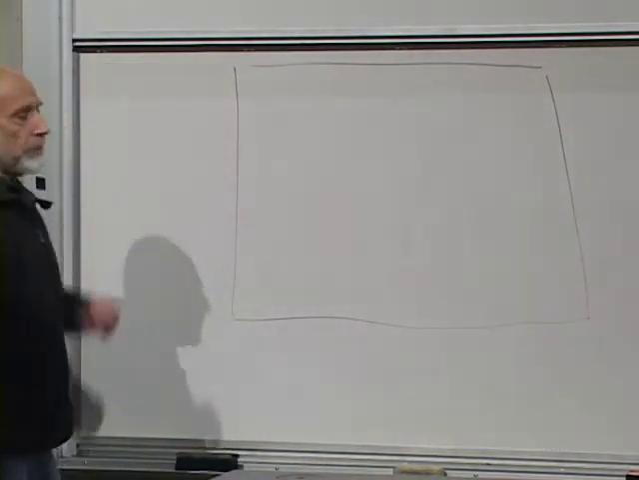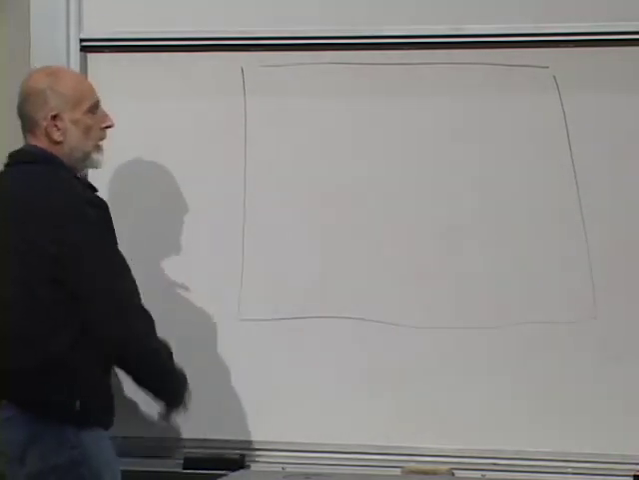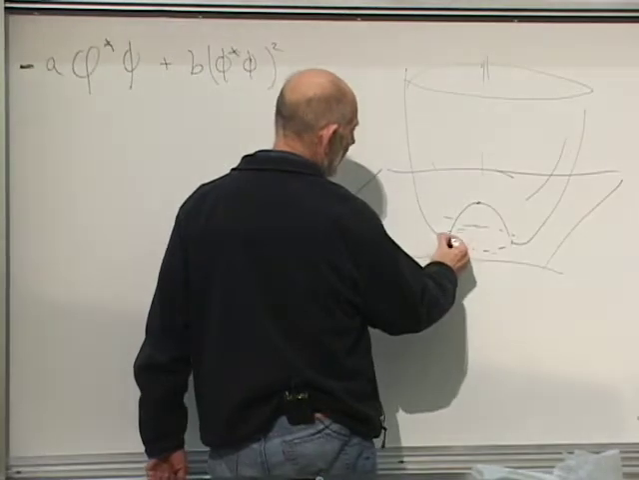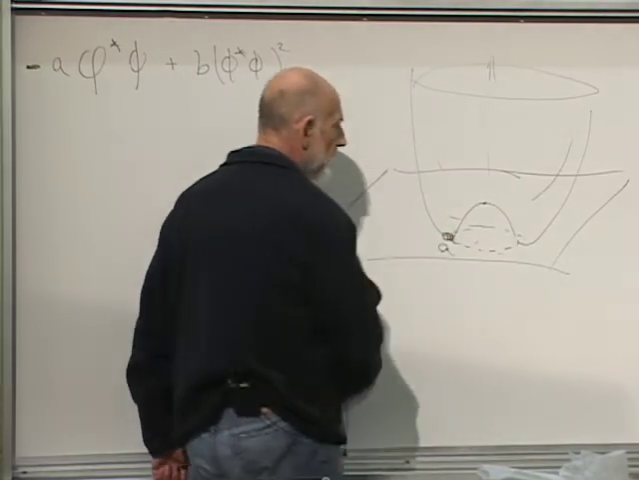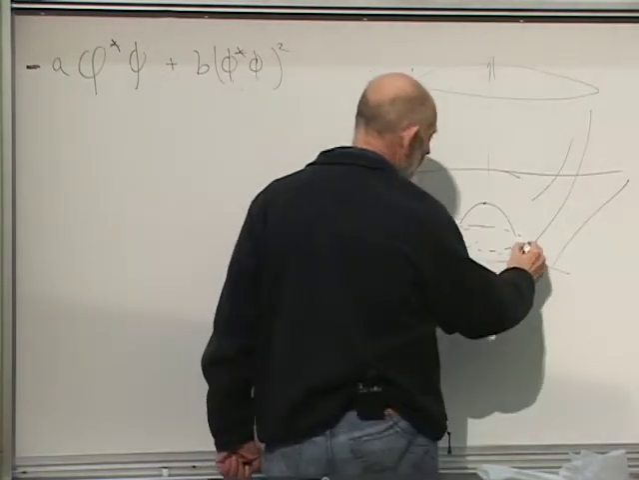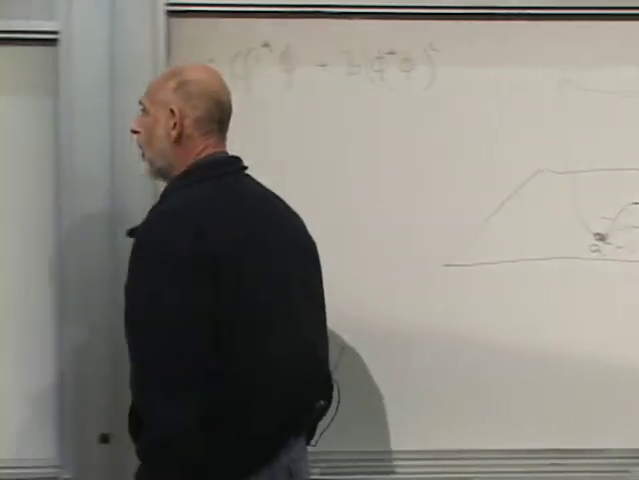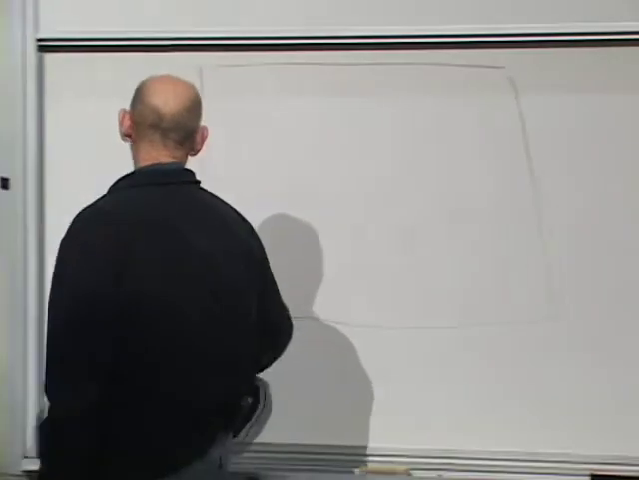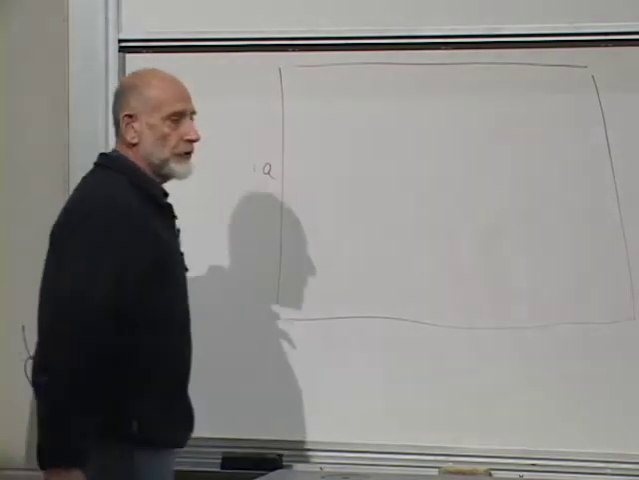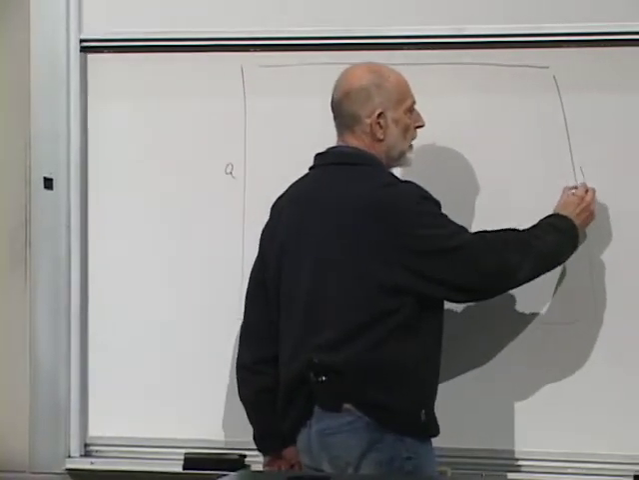And in one place in the sample, we put the field at this point over here. I don't know, let's just call it A. And at the other end, we put it at B. So along here, the field lies in the A direction. Along here, it lies in the B direction.